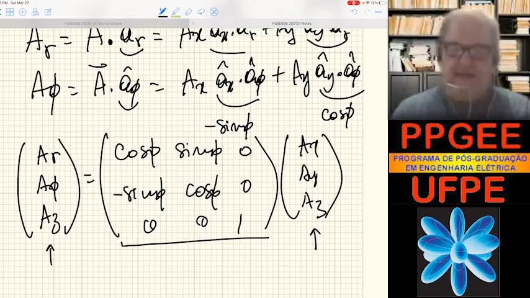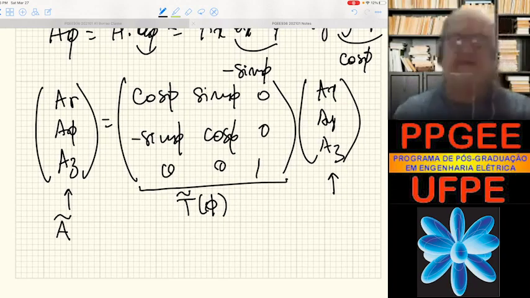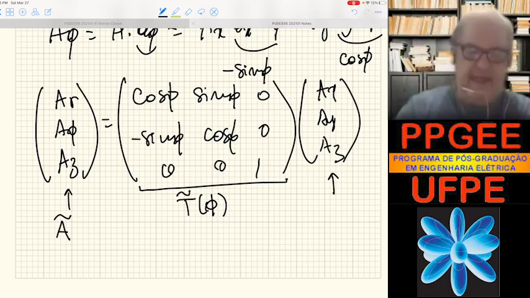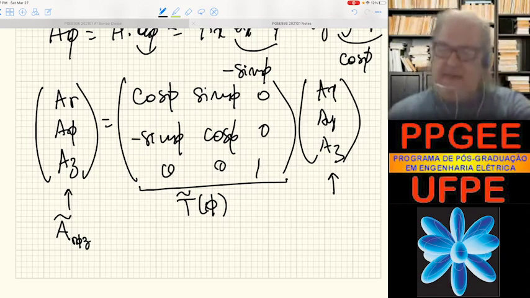This is a matrix that depends only on the Phi coordinates. I'm going to call it T of Phi. Here I'm going to say that this is the matrix representation of A. I'm going to put a tilde on top of A, and say that it is represented in the cylindrical system. I'm going to write here this symbol, R, phi, z. Here I'm going to say that this is A in the x, y, z system.